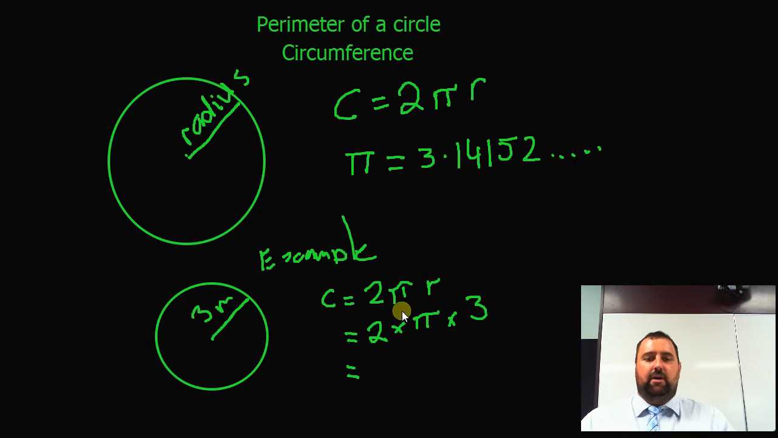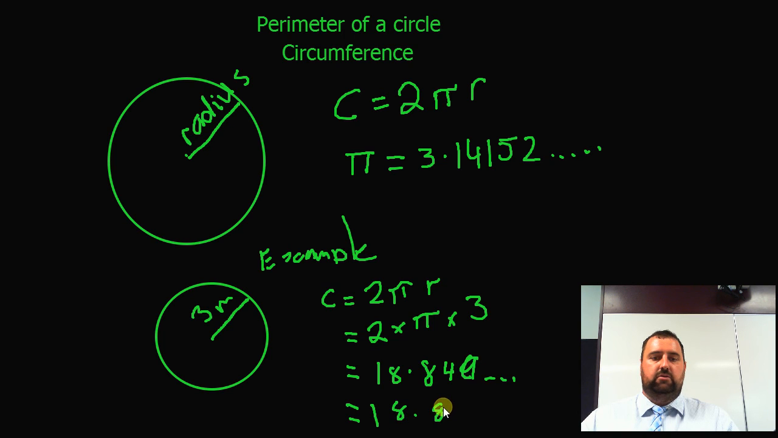And I can actually type that into my calculator using this pi button. So the answer actually comes out to be 18.849 something. So I'm going to shorten that to 18.85, and then at the end I'm going to mention that I've rounded off to 2 decimal places. There's my answer.